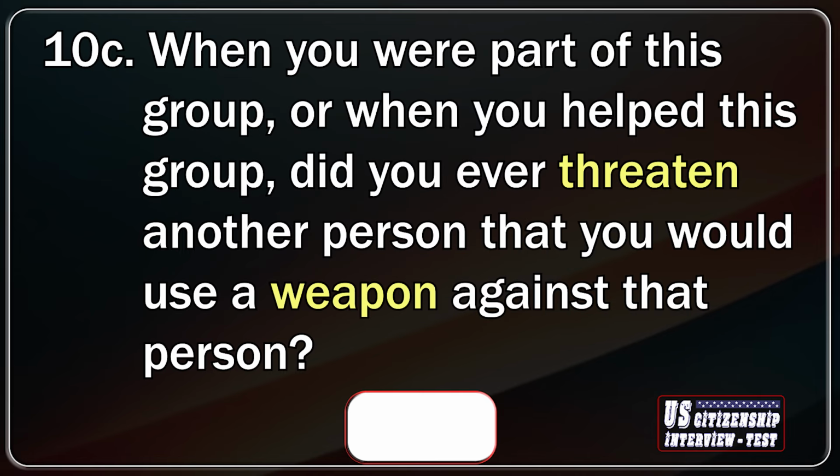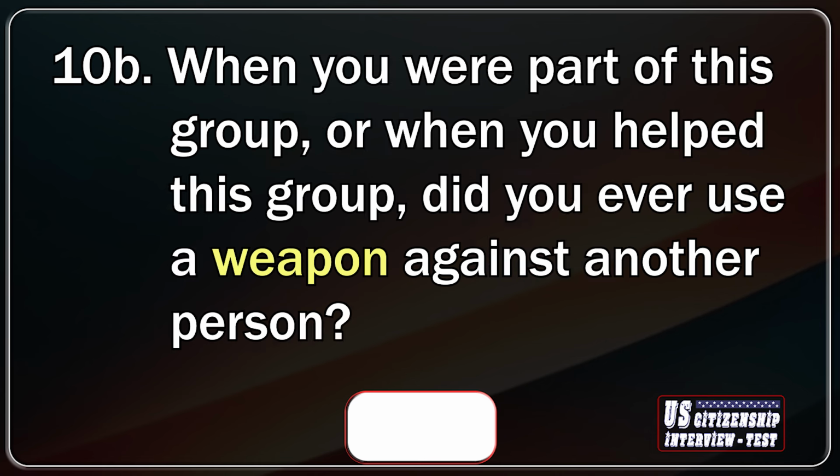When you were part of this group, or when you helped this group, did you ever threaten another person that you would use a weapon against that person? No. When you were a part of this group, did you ever use a weapon against another person? No.